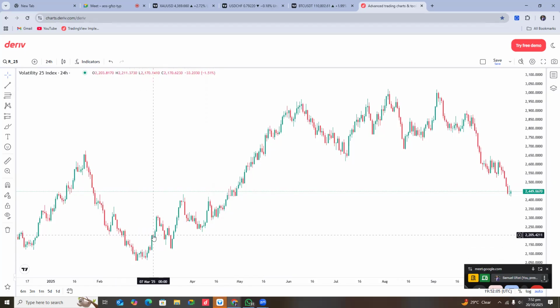You see, there was a high here. Mostly where the green candle closes and then the red one opens, most of the time that is the higher high. When you reverse it, that becomes the lower low. So you see that this side was a higher high when it was going up. This was a higher high. This was also a higher high. And then this is also a higher high.